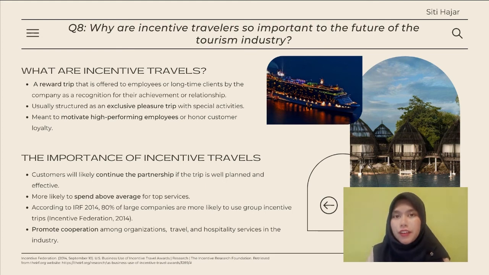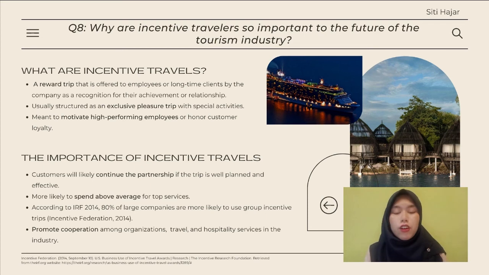So why are incentive travels important? First of all, customers are likely to continue the partnership if the trips are well planned and effective. So this provides an opportunity for businesses to gain customer loyalty from large organizations if their trips are well planned and effective, in a way that makes the employees work harder to earn it again, which is very beneficial for the organizations.